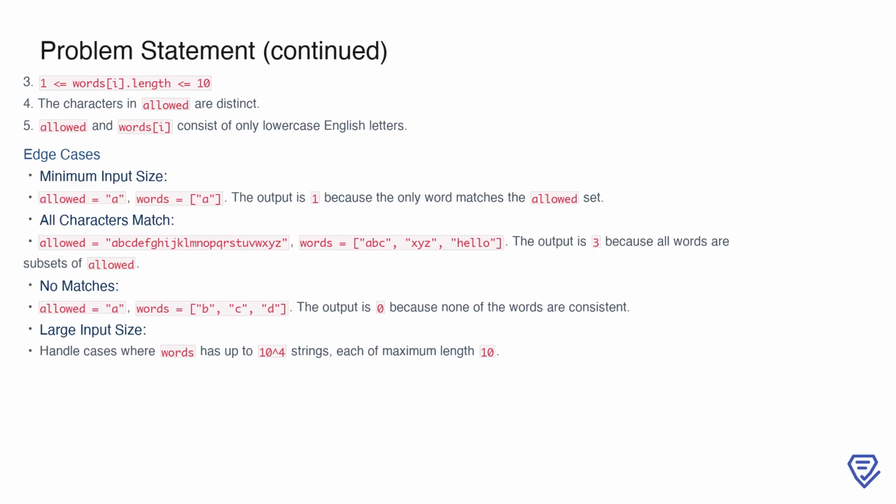For example, if allowed is a and words only contains a, the output is 1 because the only word matches the allowed set. If allowed includes all 26 letters and words contain strings like abc or hello, the output would count all words since they are subsets of allowed. On the other hand, if allowed is a and words contains b, c, d, the output would be 0 because none of the words are consistent. Finally, the solution must handle large inputs efficiently, where the words array is close to its maximum size and each string is at its maximum length.